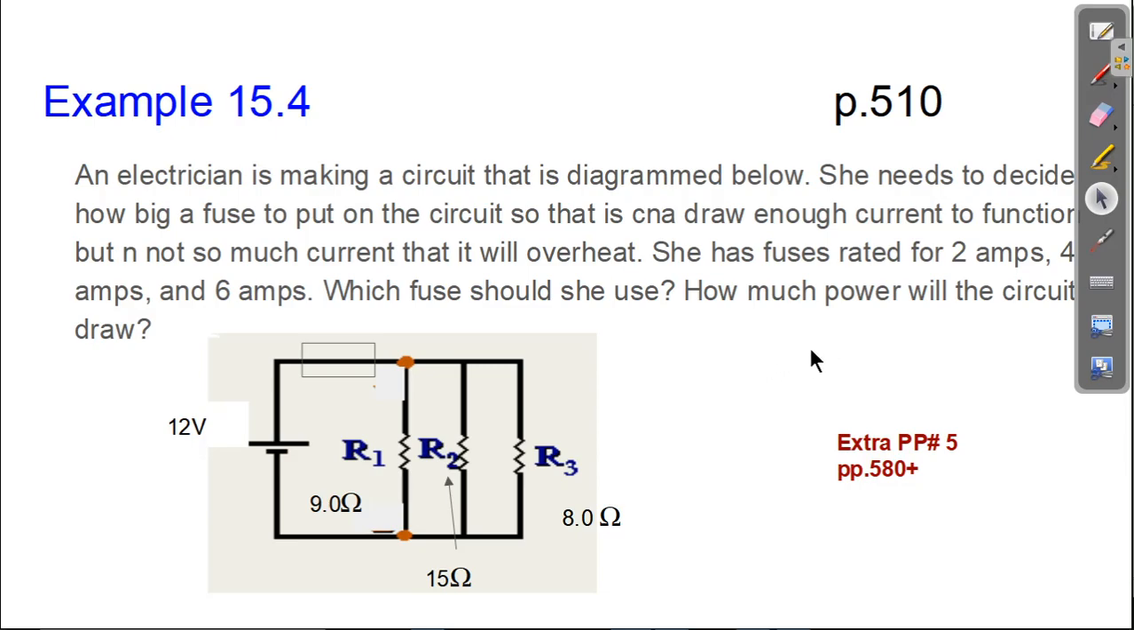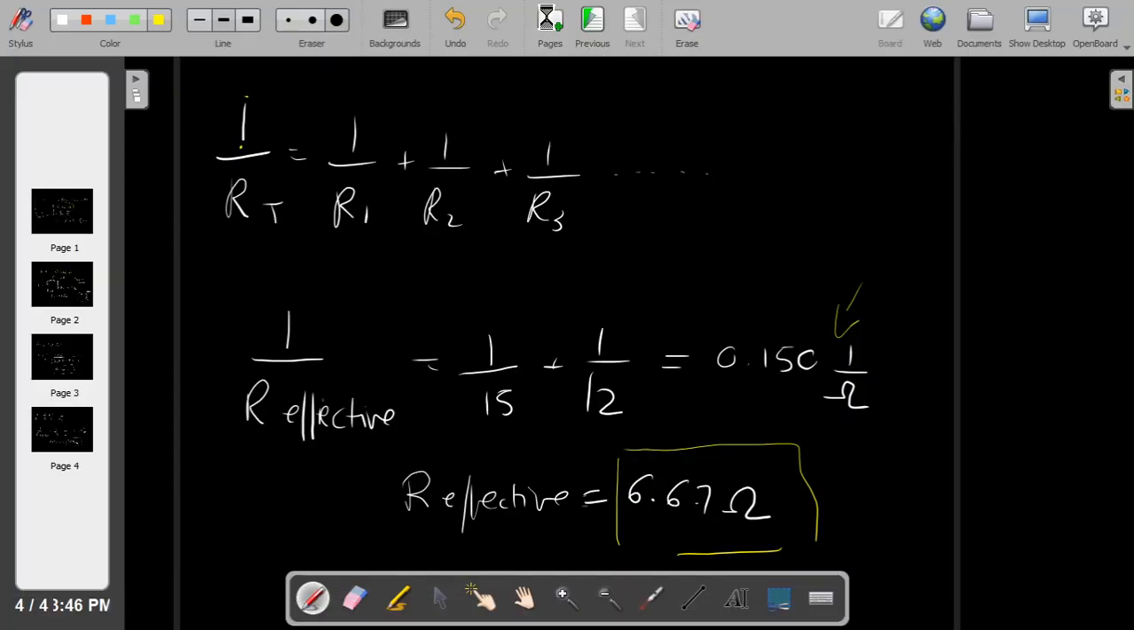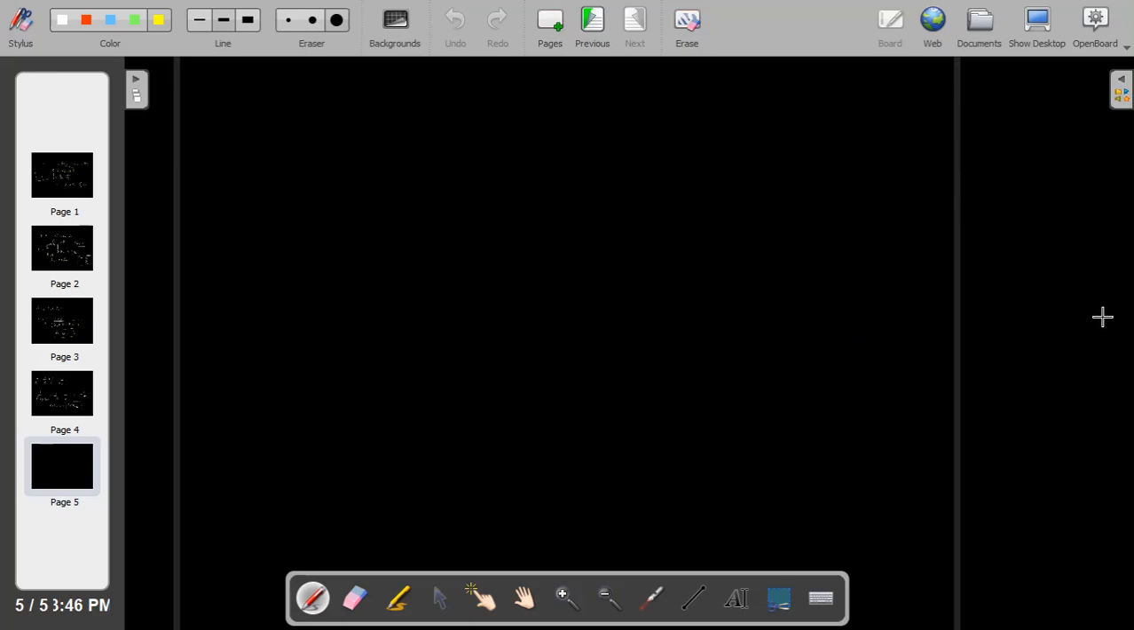Okay, lots and lots of questions going on here. Let me find my notes so I'm not copying the numbers incorrectly, but here we go. New page. So we're doing example 15.4. That's what we're doing here, okay?